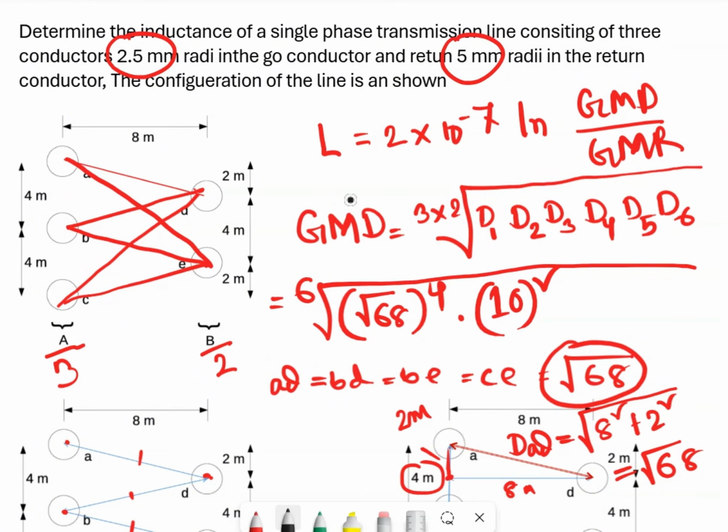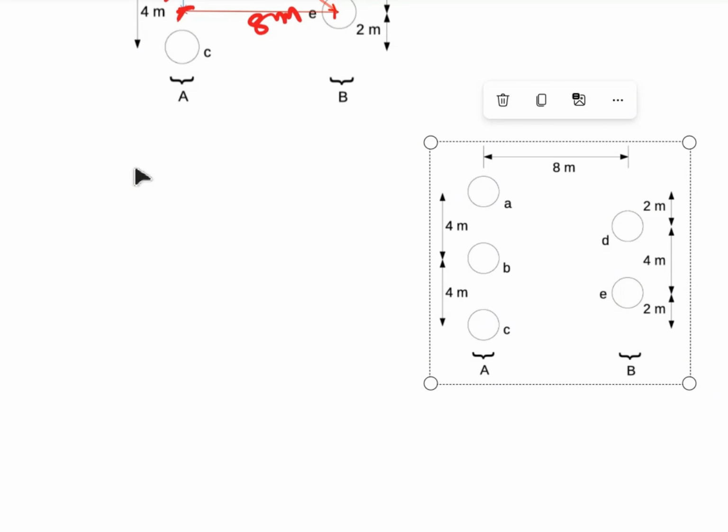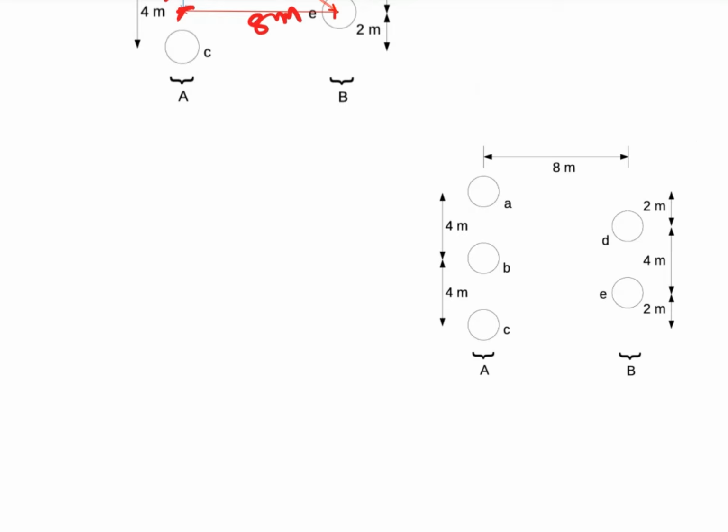Total GMD for the circuit will be 8.793, of course meter, by the way. So this is the GMD. Now let's start to calculate the GMR for circuit A and circuit B. So it's time to calculate the value of GMR.